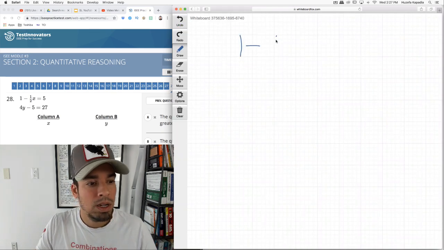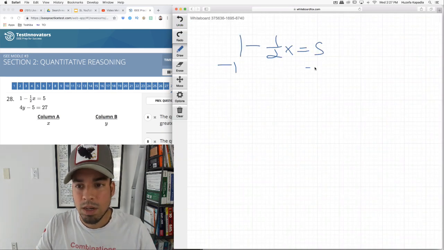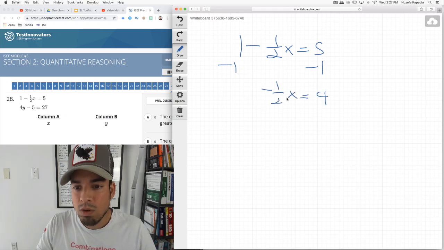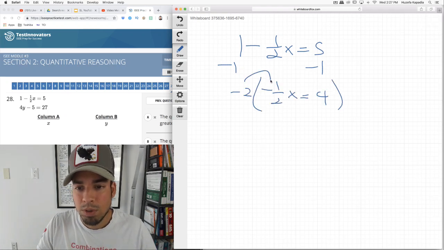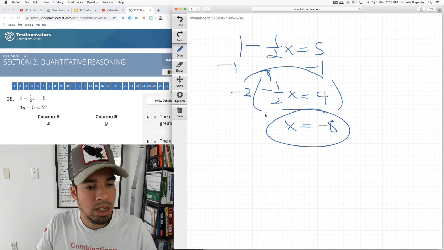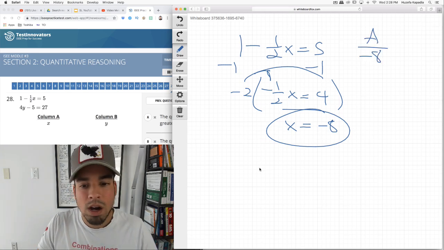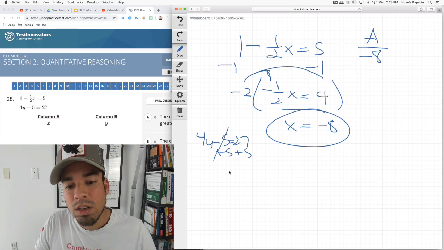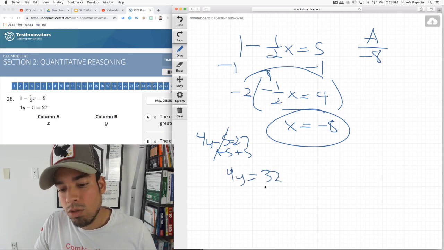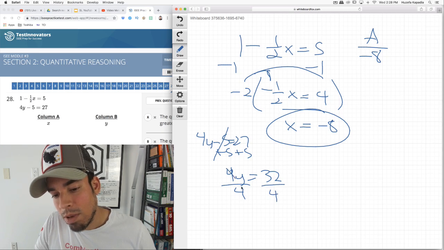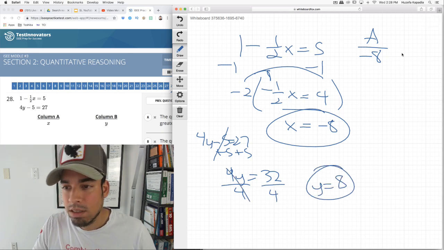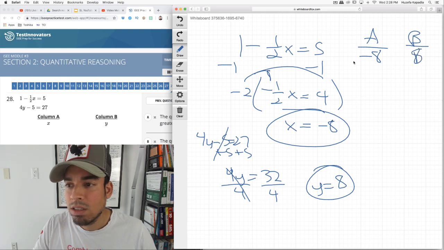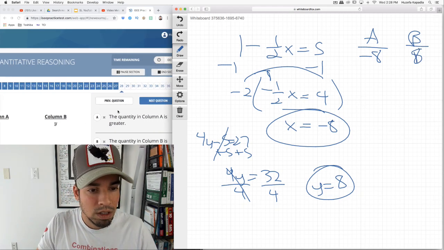Okay, then we have 1 minus 1/2 x equals 5. Minus 1 on both sides, negative 1/2 x equals 4. Multiply both sides by negative 2. Boom and boom. That becomes x, that becomes negative 8. So x equals negative 8, which is column A. Y equals, let's do variable isolation, 4y minus 5 equals 27. I'm going to add 5 to, I already know y is bigger. 4y equals 32. Then we do the opposite of multiply. We divide both sides by 4, and y equals 8. So B is positive. Since B is positive, we're already done. We already know that it's bigger.